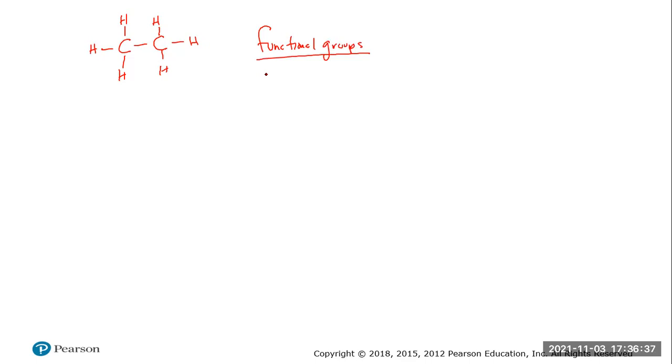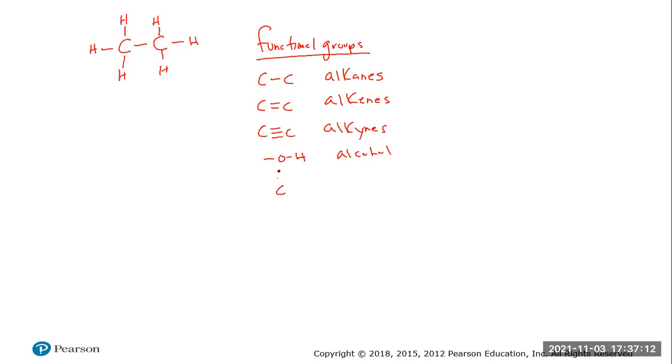So we started out talking a little bit about carbon-carbon single bonds, which is a class of organic compounds known as alkanes. If you had a carbon-carbon double bond, those are a class of compounds known as alkenes. You've got a carbon-carbon triple bond, those are known as alkynes. And if you had an OH group, that is the functional group for an alcohol. We'll see later on as well, a carbon-oxygen double bond and hydrogen, that's an aldehyde type group.